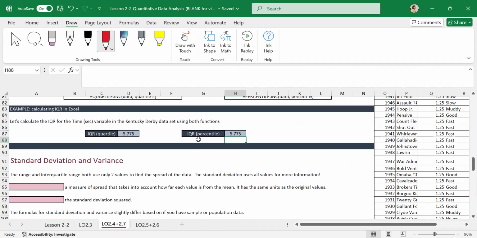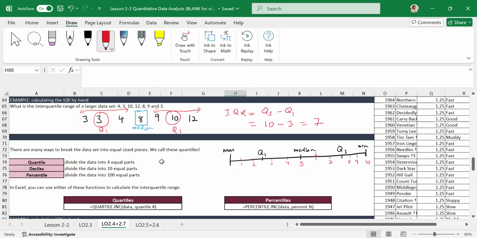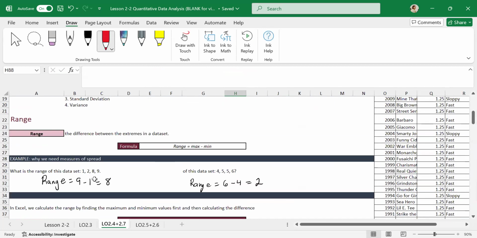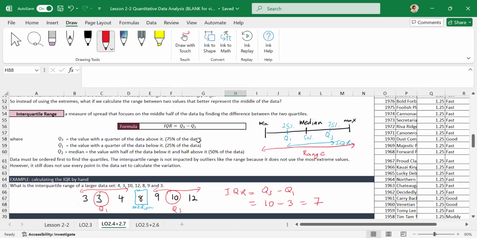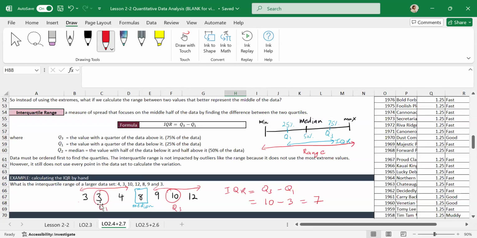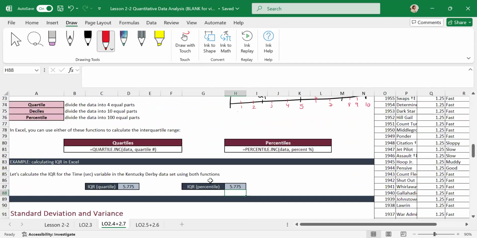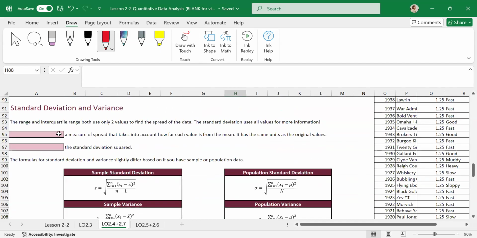Okay, so those are our first two measures of spread, and we still have two more. The range just uses two numbers to find it, the max and the min. The interquartile range also only uses two numbers to calculate it, the third quartile and the first quartile. The last two measures of spread that we're moving towards use every single value in the data set, and that's why they were created to use more information.